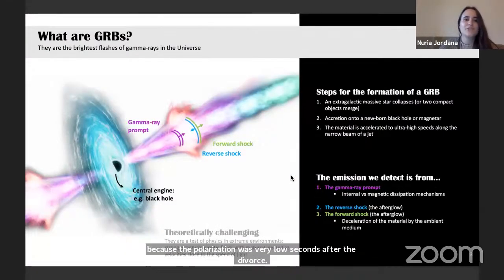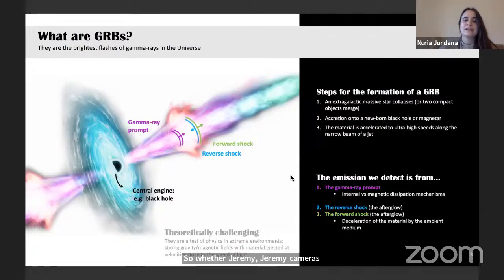So what are GRBs? GRBs are the brightest sources of gamma rays in the universe, and they are also theoretically challenging because they are tests of strong gravity and magnetic fields with material ejected at velocities close to the speed of light. They are also extragalactic objects, and they are formed when there is a massive star collapsing or when there is the merger of two compact objects, such as neutron star binaries or neutron star black hole.